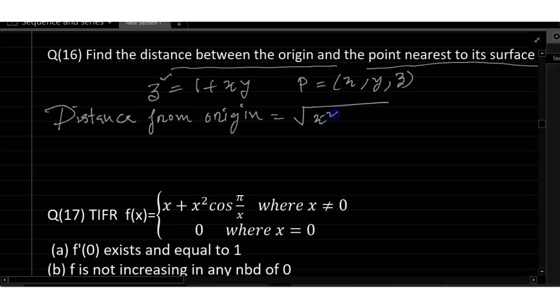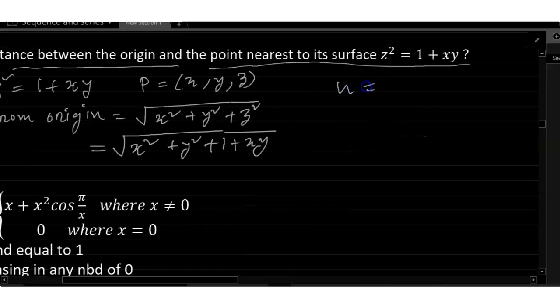So the distance is root over x square plus y square plus z square, where z square is equal to 1 plus xy. So we can write u is equal to x square plus y square plus 1 plus xy. So we have to find the maxima and minimum value.